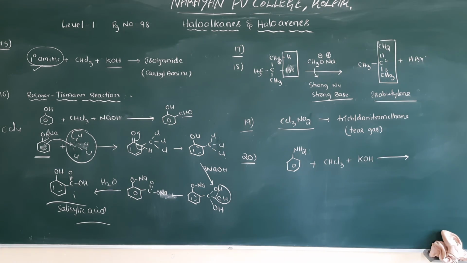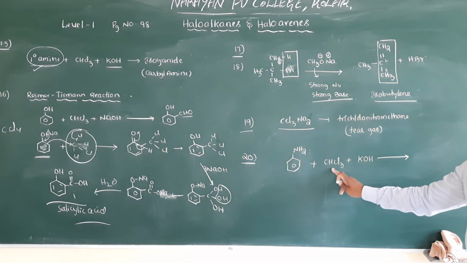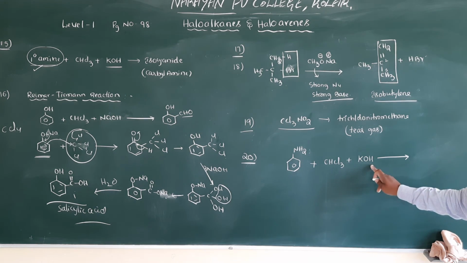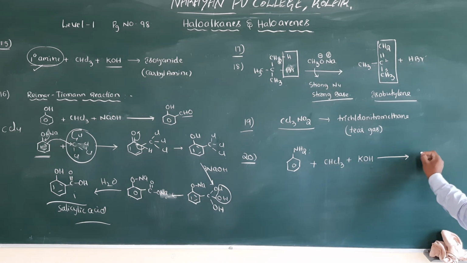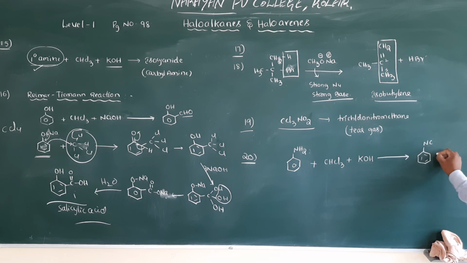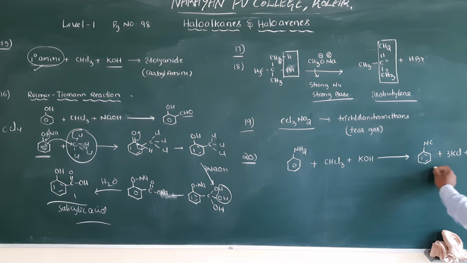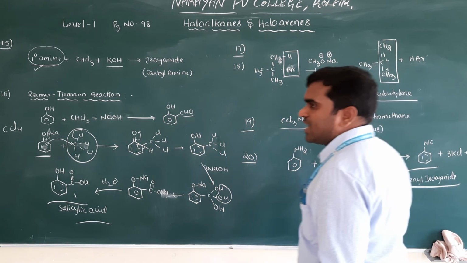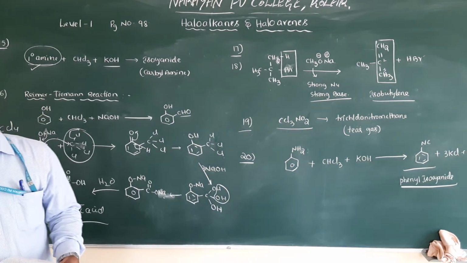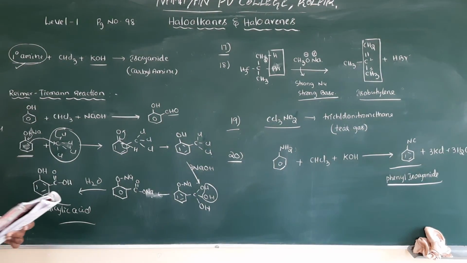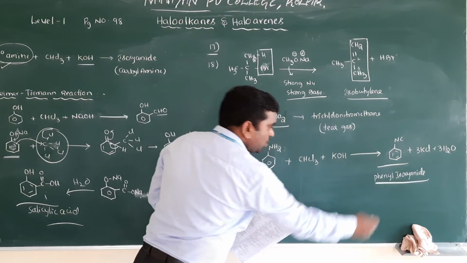What is this reaction? Primary amine, chloroform, KOH: the carbylamine reaction. So what compound will you get here? You will get isocyanide, NC, plus 3 moles of KCl and 3 moles of water. So we get phenyl isocyanide. I already said isocyanides give an offensive smell. So the bad smelling compound formed here is phenyl isocyanide.